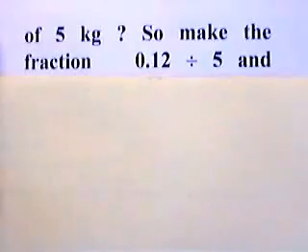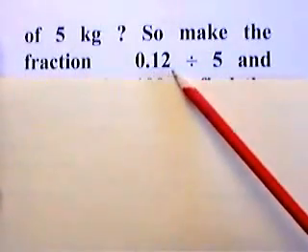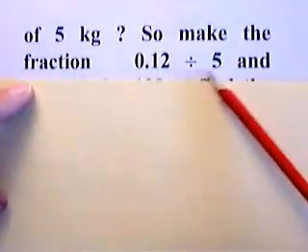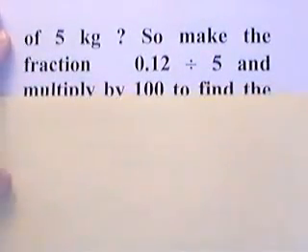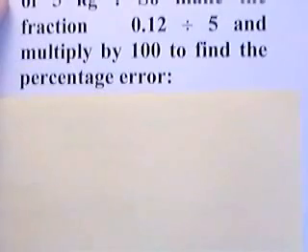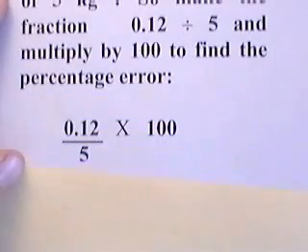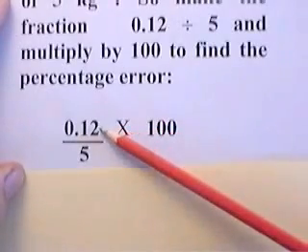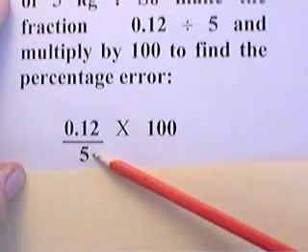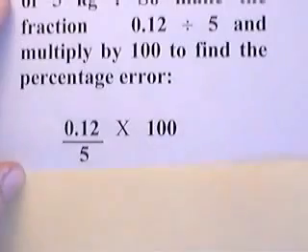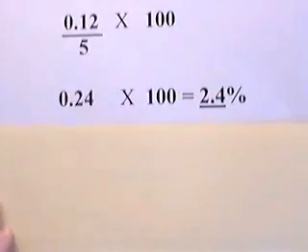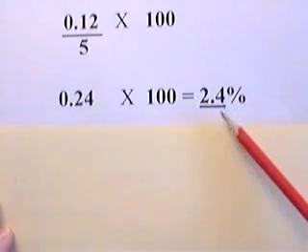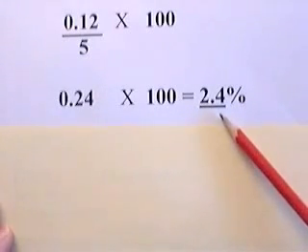So we make the fraction 0.12, that's the difference, divided by 5, and then we multiply by 100 to find the percentage error. And there's the little piece of mathematics that we get our teeth into. There's the difference, there's what it should have been, and we're multiplying by 100, and that comes out at 2.4% as the percentage error in the weight of the bags.